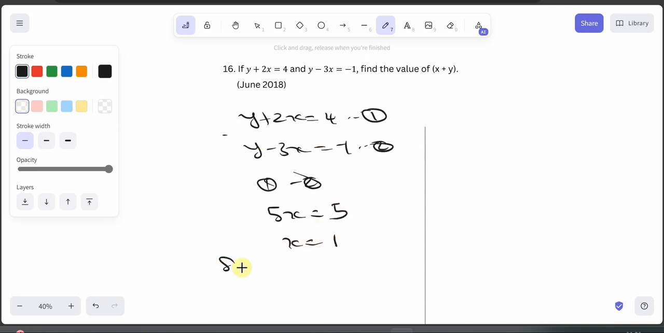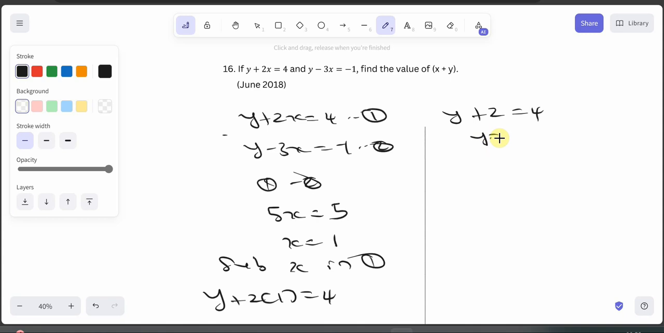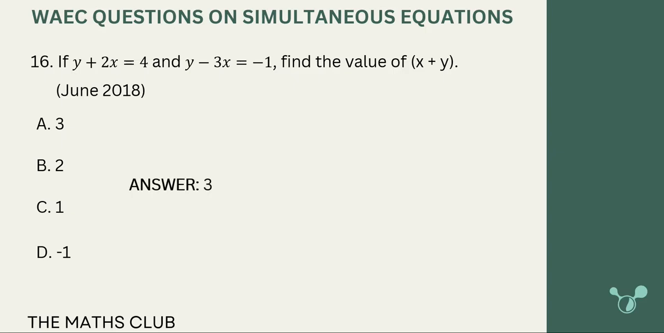And I can substitute the value of x in any of the equations. Let me just say equation 1. So that will be y plus 2 open brackets 1 is equal to 4. That will be y plus 2 is equal to 4. Y will be equal to 4 minus 2. And my y will be equal to 2. So therefore, we could say x plus y will just be equal to 1 plus 2, and that's equal to 3. Let's see if we're correct. That will be option A. Great. So I said the answer is 3, so that should be option A.